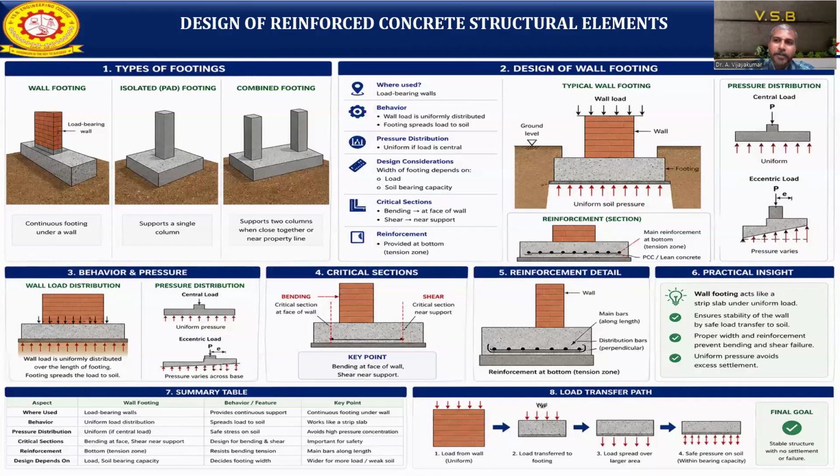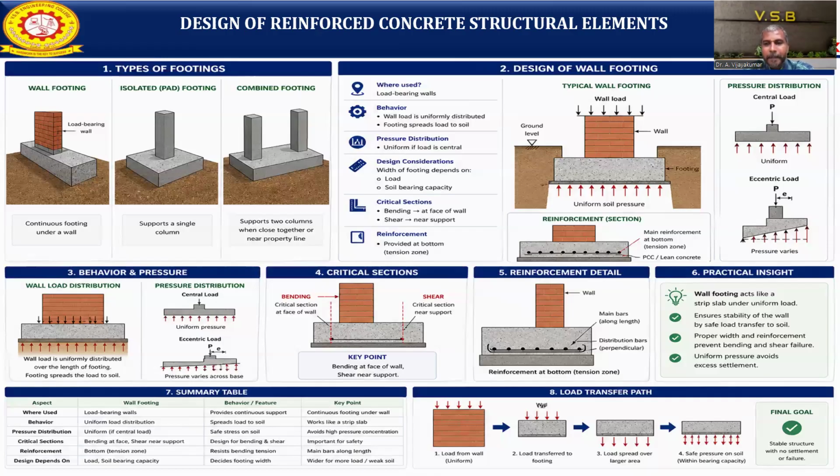How is the behavior under pressure for the wall footing? We already discussed that the wall load is uniformly distributed over the length of the footing, and the footing spreads it into the soil. If you take the critical section, bending is at the face of the wall and shear is near the support. There we need to check and provide the reinforcement also. The main bar is provided along the length, and the distribution bar is provided perpendicular to it. These are the reinforcement details for the wall footing.